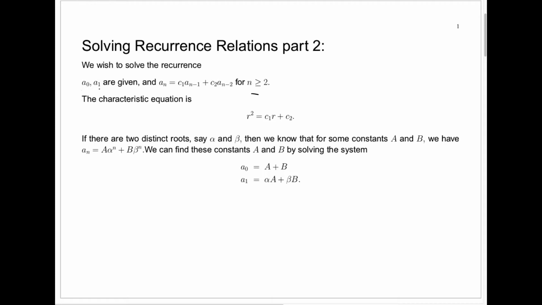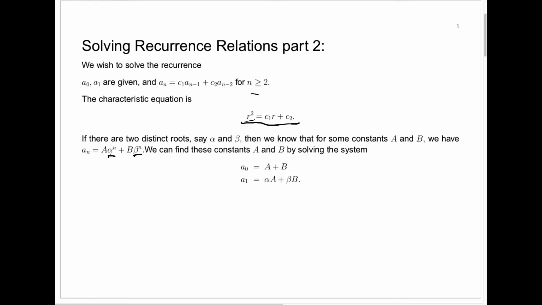Now, we've already seen that when we have a recurrence relation of this sort, where you're given the first two terms, a0 and a1, and you're told this recurrence relation, a sub n is c1 a n minus 1 plus c2 a sub n minus 2, which is valid for all n greater than or equal to 2, we can write down this characteristic equation, r squared equals c1r plus c2. That's a quadratic equation. Often it has two distinct roots, and if it does, say alpha and beta, we know that the sequence alpha to the n satisfies the recurrence relation. The sequence beta to the n will satisfy the recurrence relation.